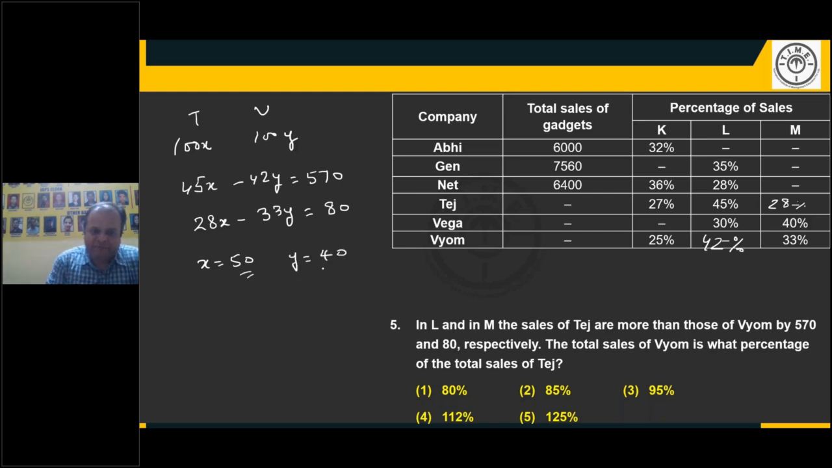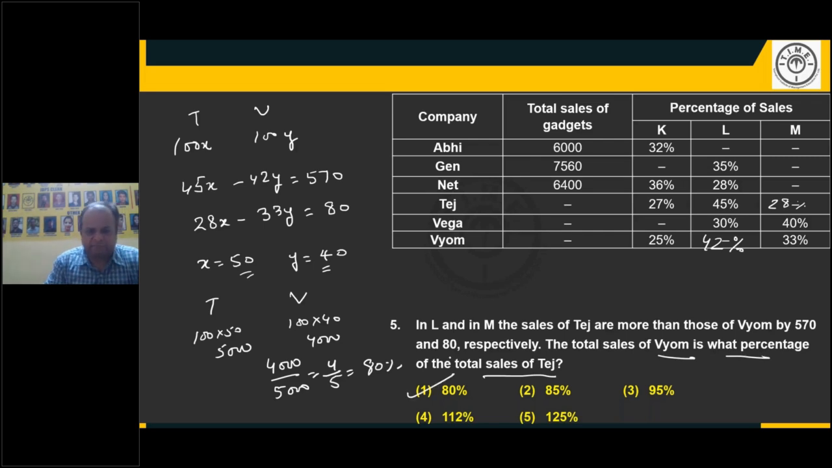If you get x as 50 and y as 40, then you can say Tej's total sales would be 100 into 50, which is 5,000, and Vyom's total sale will be 100 into 40, that is 4,000. And we have been asked sales of Vyom is what percentage of total sales of Tej. So Vyom's total sales is 4,000 upon 5,000. This is a fraction we all know is 4 by 5, and 4 by 5 translates to 80%. So our answer should be 80%.